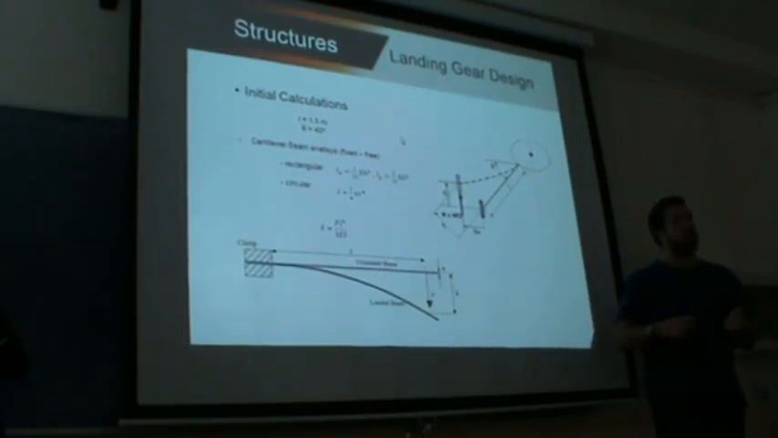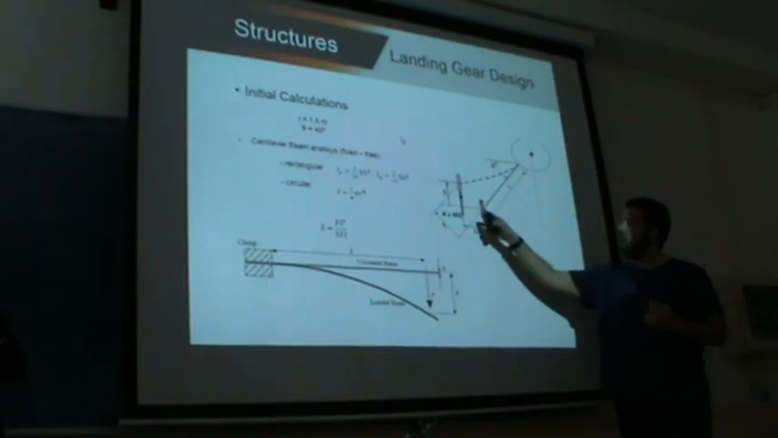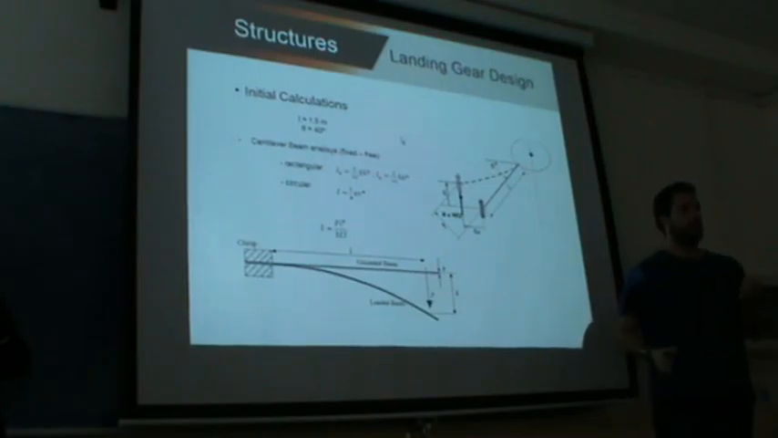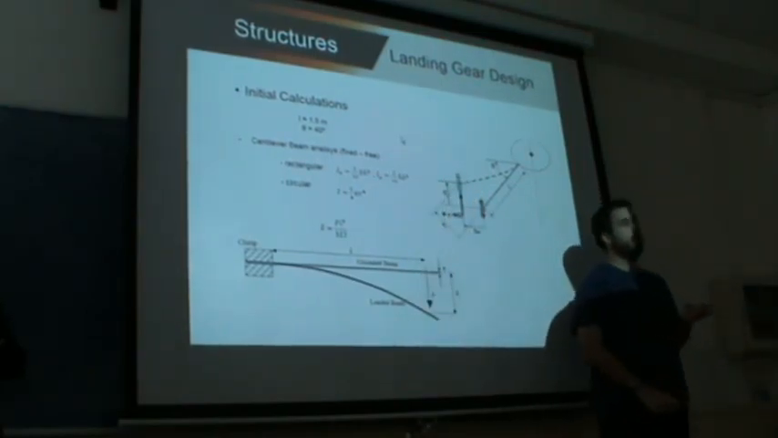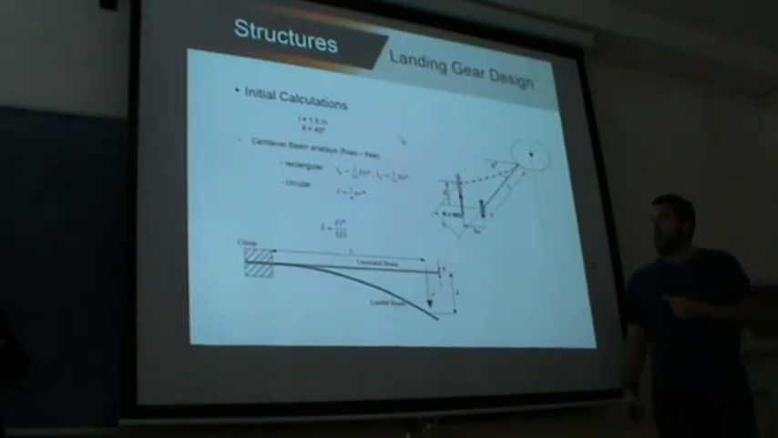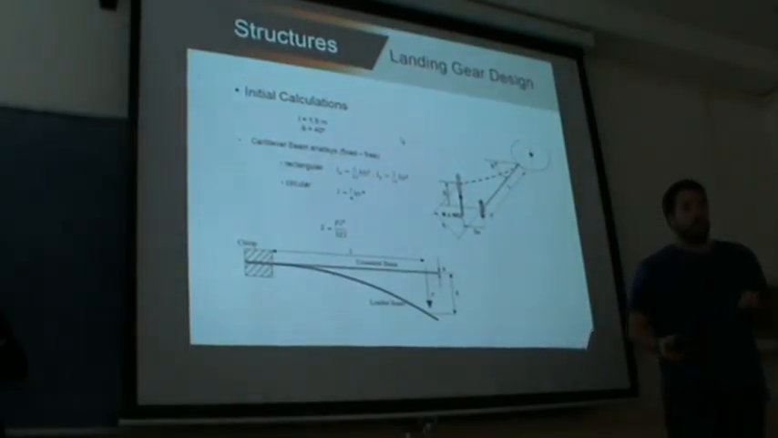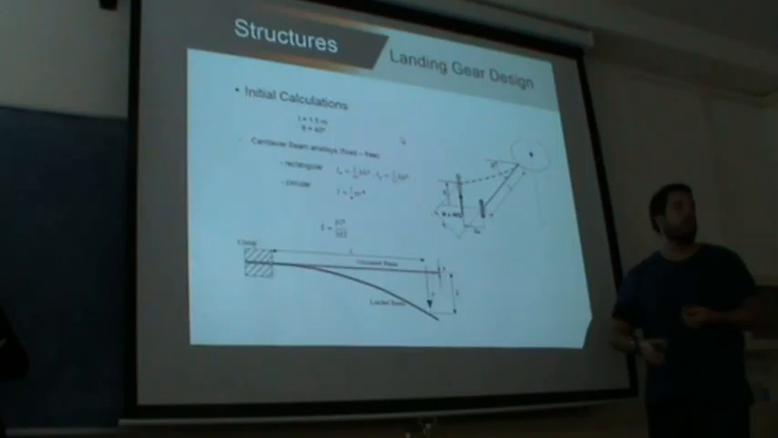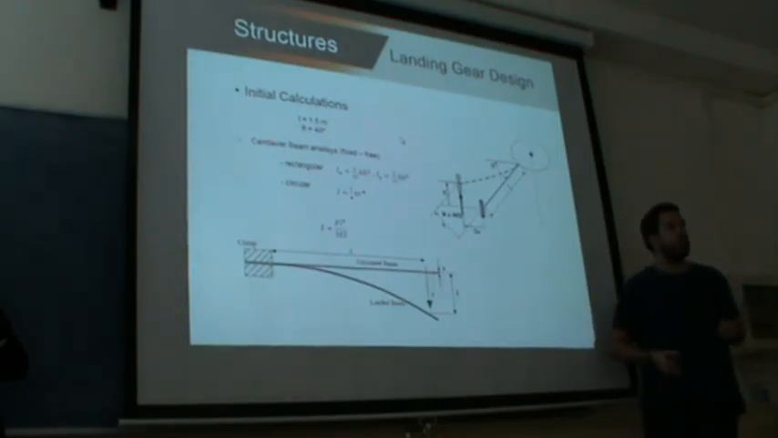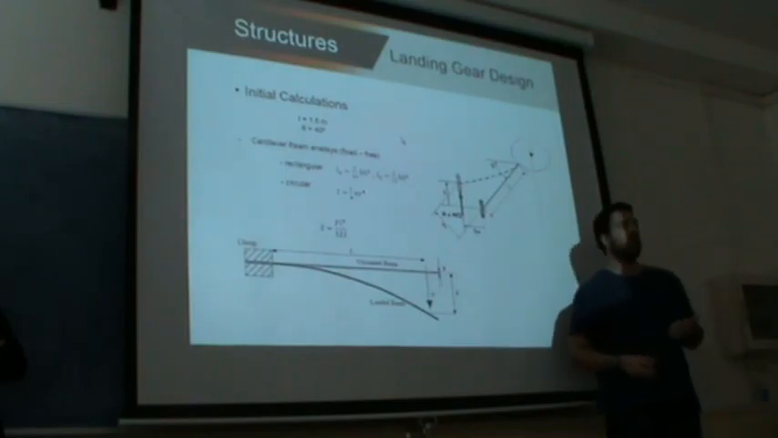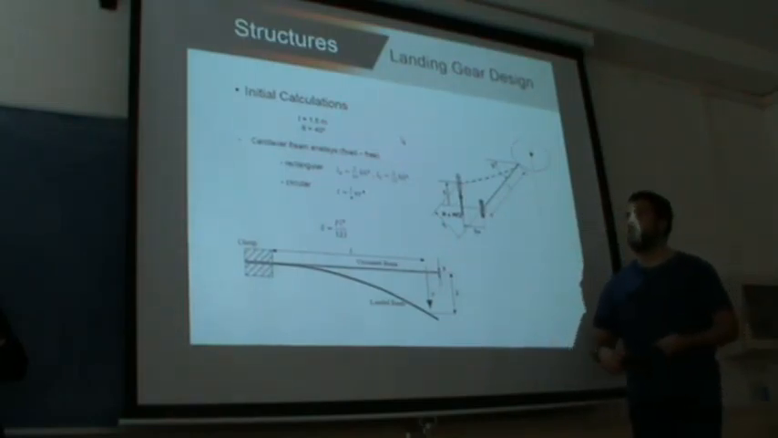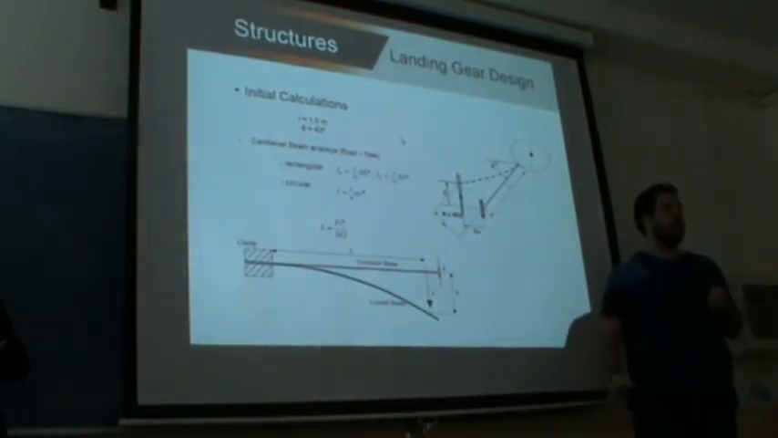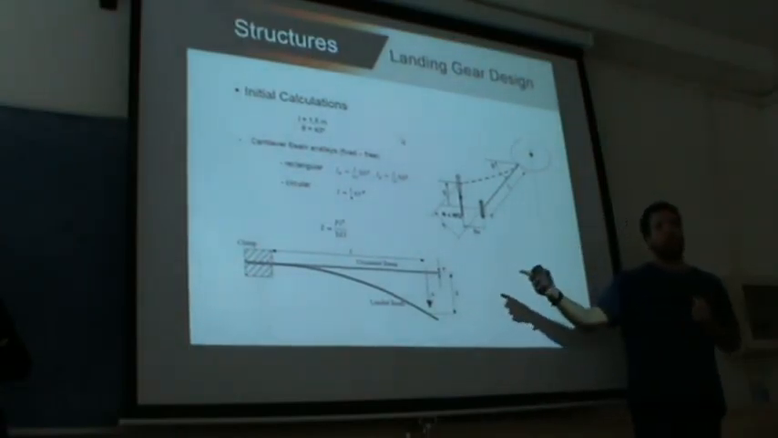Okay, to initiate the calculation, we have to fix the length of the leg and the angle at which the leg is located. So we fix those dimensions at 1.5 and 40 degrees. Also, we have to fix a cross section, and in the first approximation we don't know if the cross section has to be circular, for example, or rectangular. So we considered both of them first. And the approximations were made as if the landing gear was a cantilever beam with one fixed end and one free end.